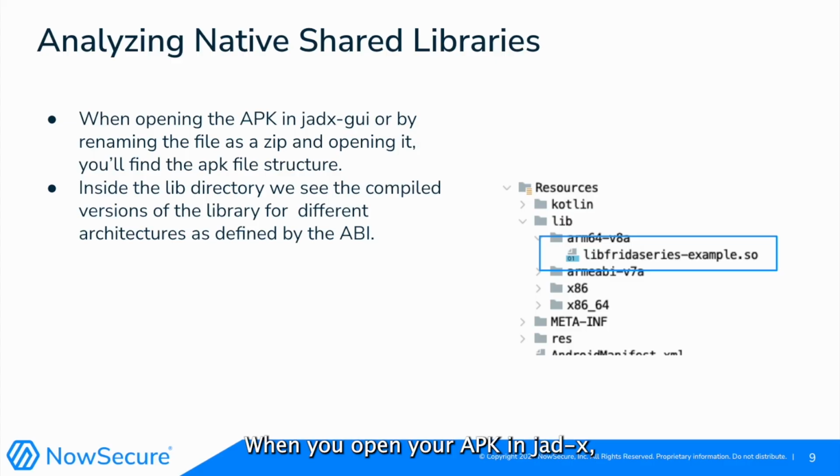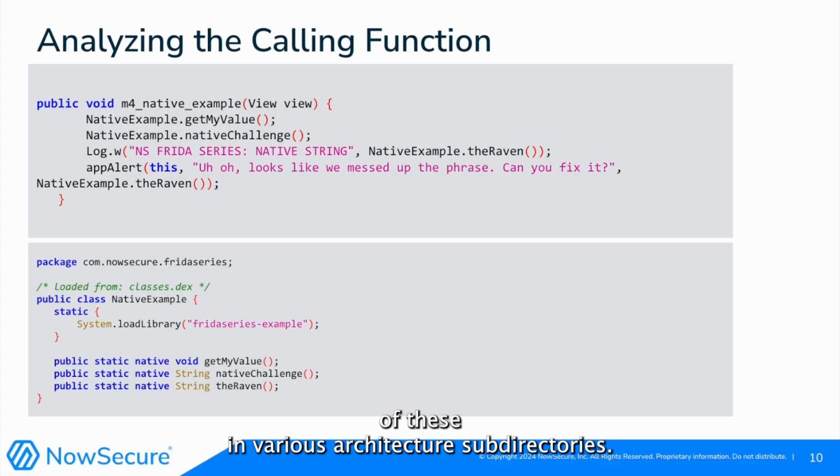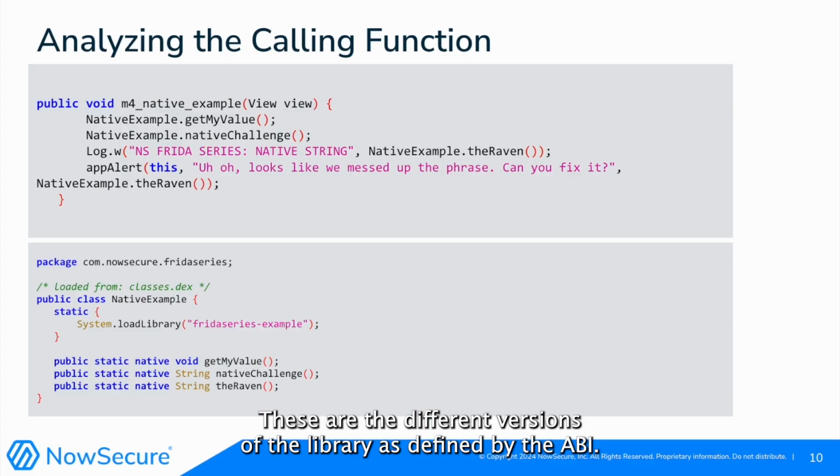When you open your APK in JADX, or if you rename the APK as a .zip, extract and explore, you'll find a lib directory that contains all of your native shared libraries as .so files. You'll also notice that there are multiple copies of these in various architecture subdirectories. These are the different versions of the library as defined by the ABI.